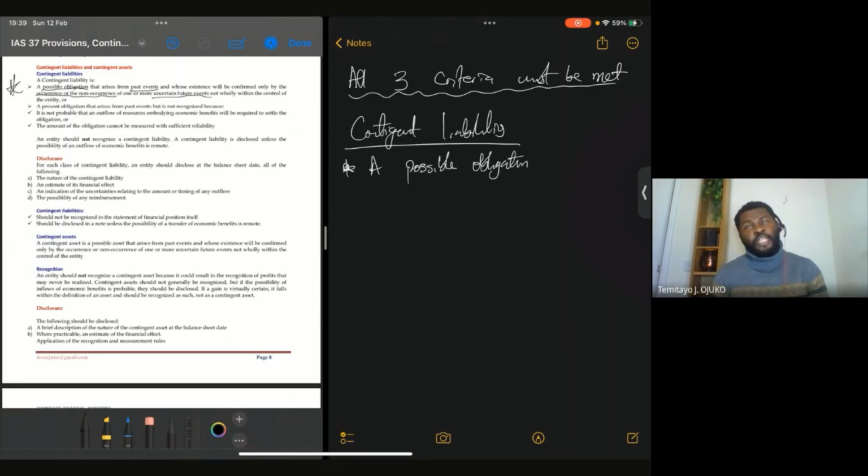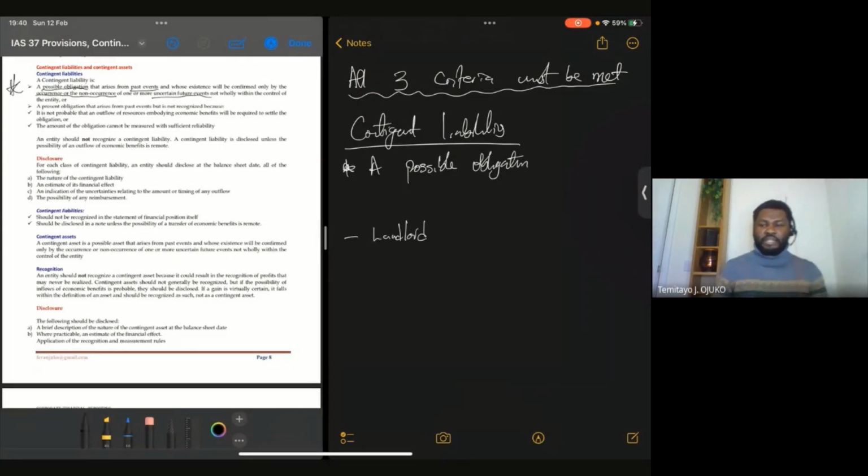Should we say a company? Just trying to look for a simple illustration. Okay, let's take for example, you had an agreement at a point with, for example, your landlord. Let's just use that as an example.